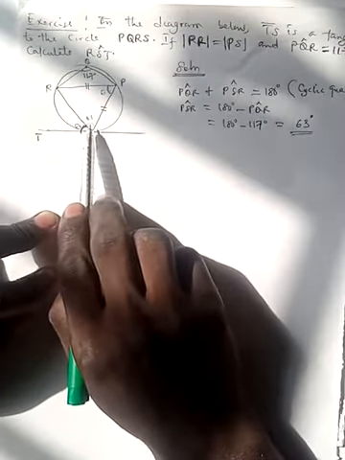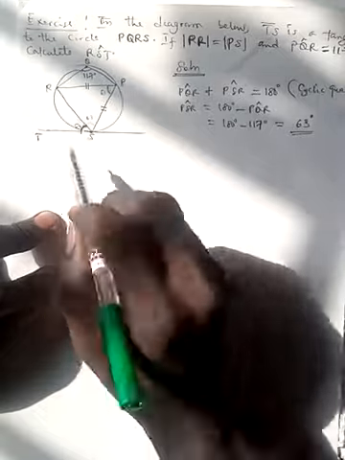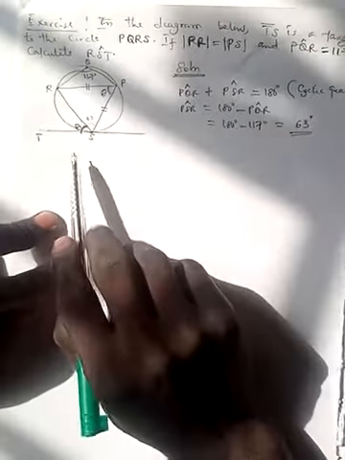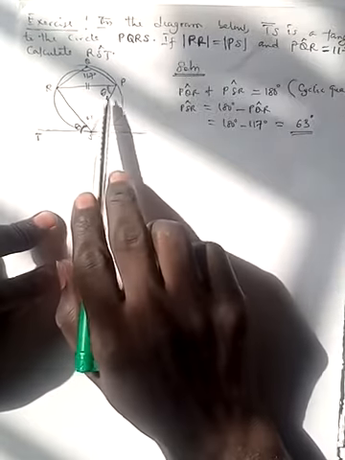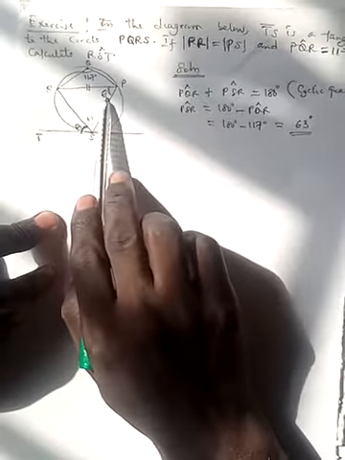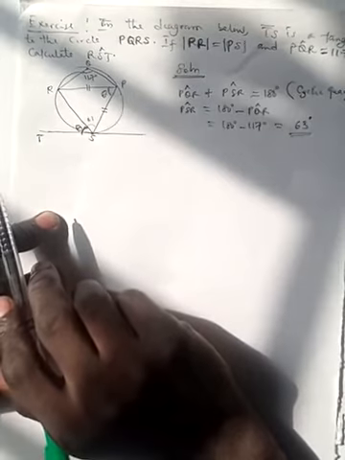But that is not what we are looking for. We are actually looking for this theta. We name it theta. We are looking for theta. But one thing we know is that theta and this very angle are the same. So what do we do?